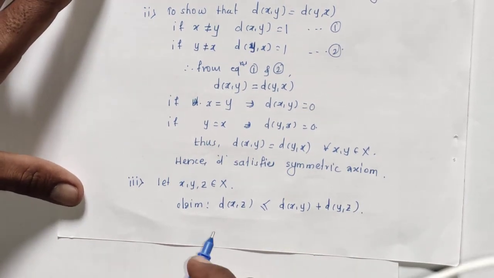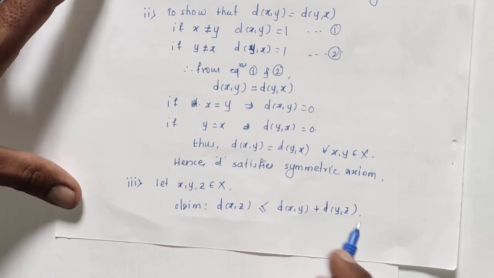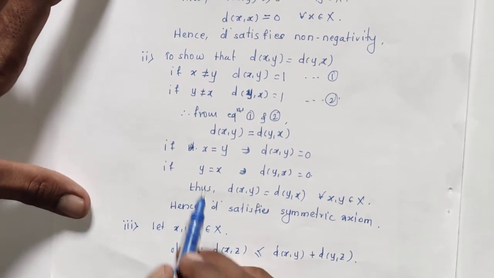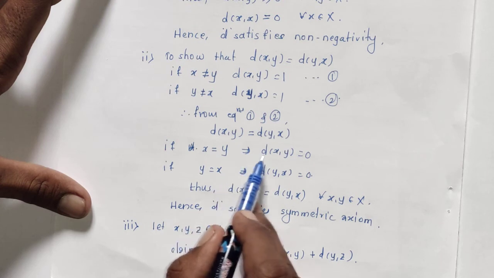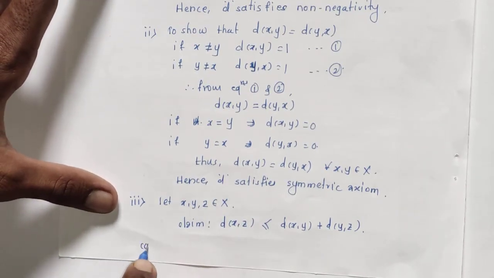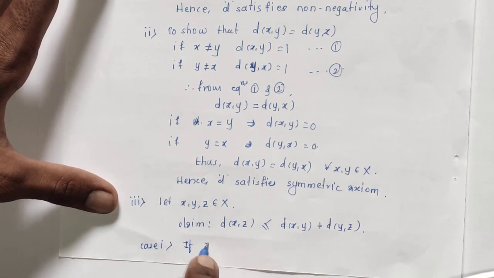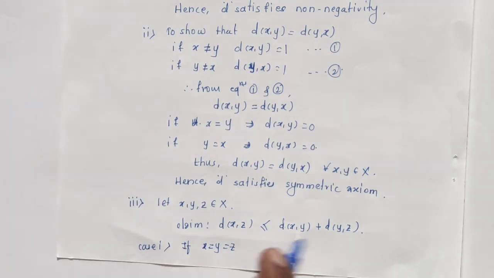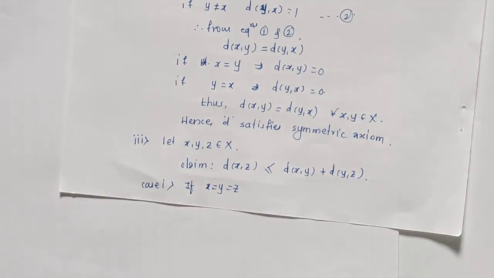To prove this claim, we have to take some cases, because here x may be equal to y, may be equal to z. So first of all, in the first case we will take x is equal to y is equal to z. This is our first case.